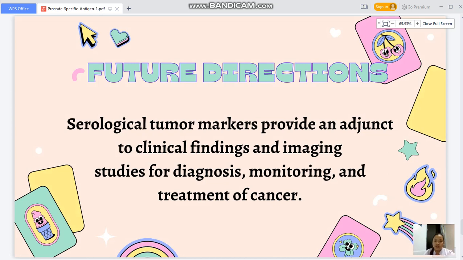Future directions: serological tumor markers provide an adjunct to clinical findings and imaging studies for diagnosis, monitoring, and the treatment of cancer. Tumor markers are an area of active research, such that laboratorians should remain aware of new guidelines and the development of new tests.